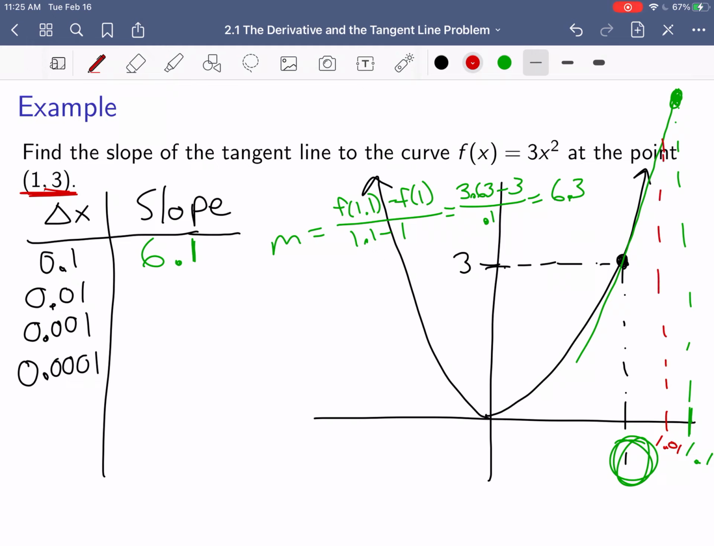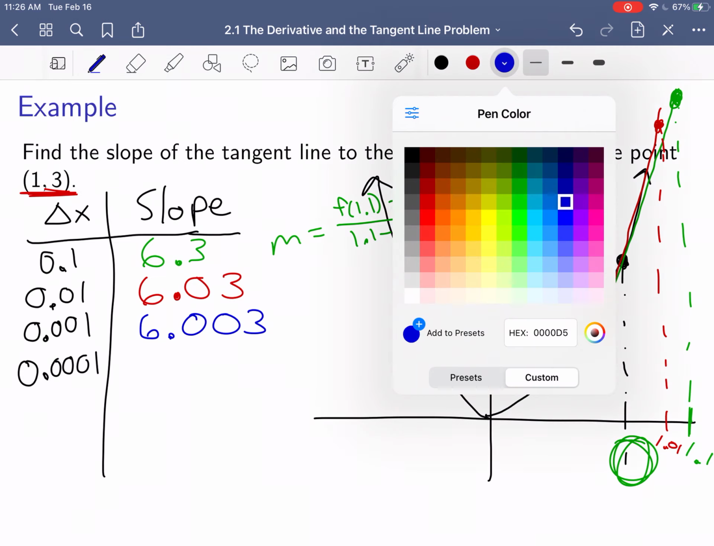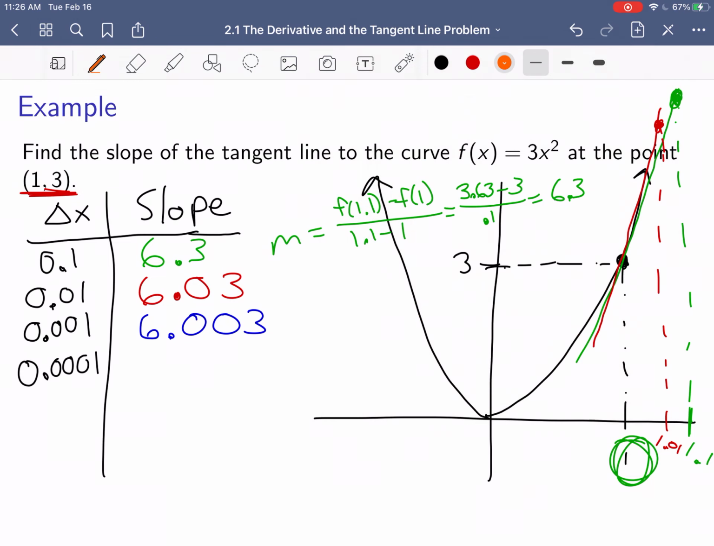So what if we let delta x be 0.01? Right? So now we're finding the slope of this new line, still comparing it to 1, 3. Right? And so we will find our function value here. Oh, that should have been 6.3 over here. Sorry, just noticed that. That was just a brief typo. Here we get 6.03. There we were taking f of 1.01, so the function value at 1.01 minus the function value at 1. If we continue this process, we get 6.003.